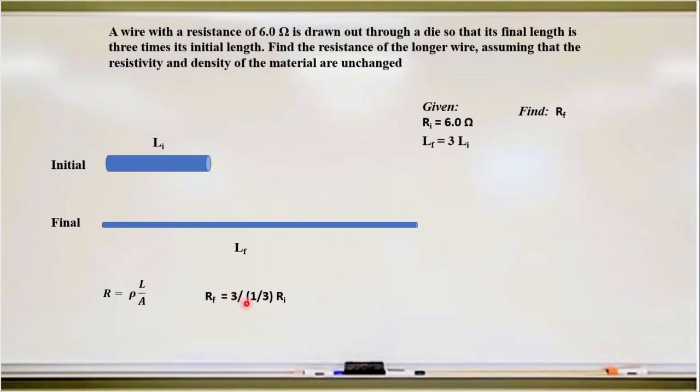So 3 divided by 1/3 is the multiplier for R initial to get the final resistance. This is equivalent to 9 R initial, and plugging in the value of the initial resistance, we get the final answer. This is a short solution, but what we need to verify is that the area indeed decreases 3 times, not less, not more. We will do this right now.